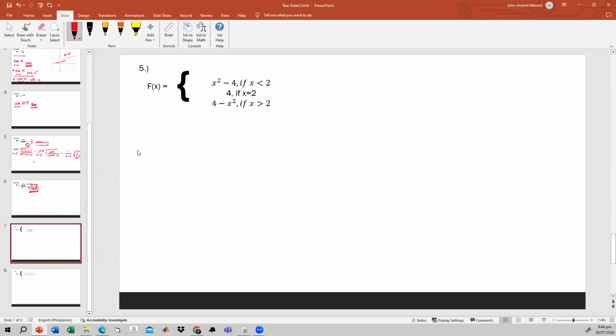Okay, so let's try to have this. So what if we have a piecewise function? How are we going to solve this now, or how are we going to know if the limit exists in a given function at x is equal to 2? Okay, so here's the thing that you need to check.